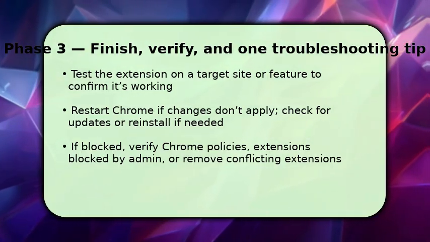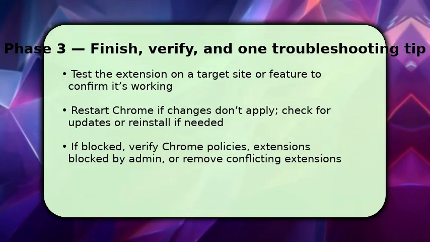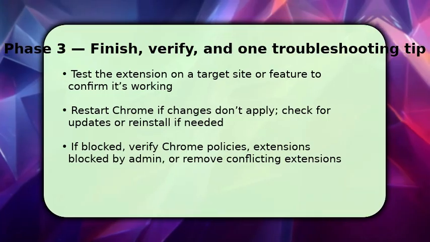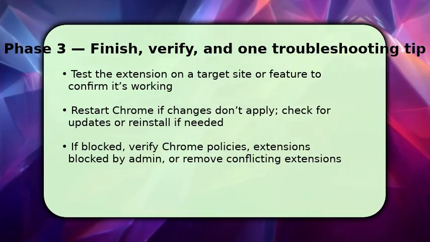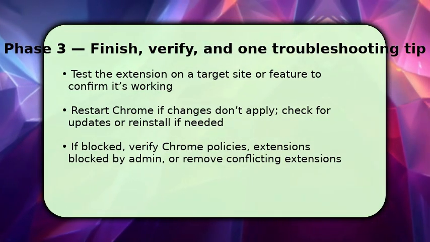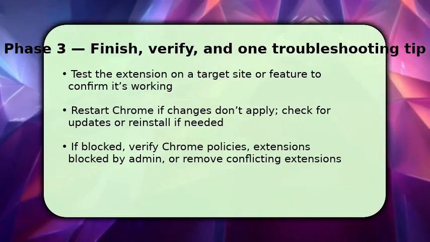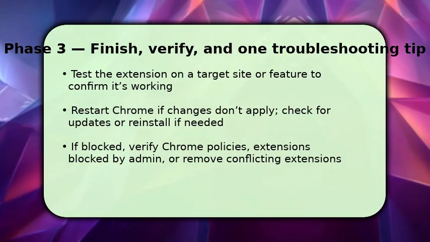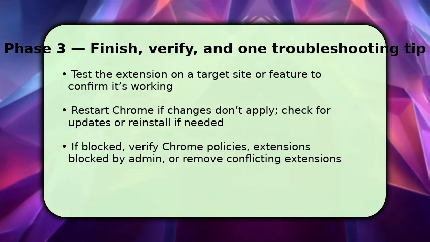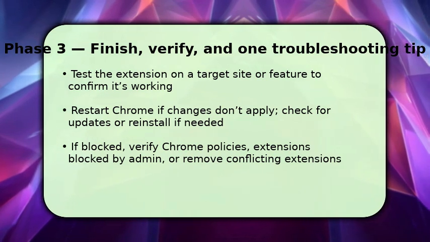If it doesn't work, restart Chrome and check chrome://extensions for updates or reinstall. This often fixes activation issues. If problems persist, make sure an organization policy or another extension isn't blocking it. Check for conflicts and remove ones you don't need. Quick troubleshooting tip: if an extension disappears, verify Chrome version compatibility and reinstall.